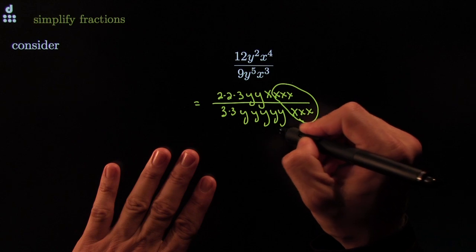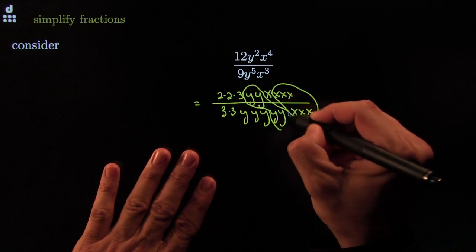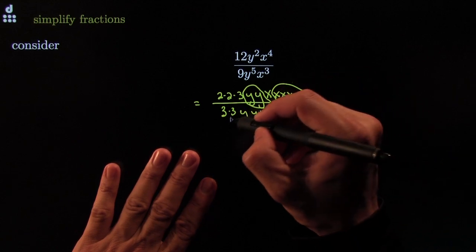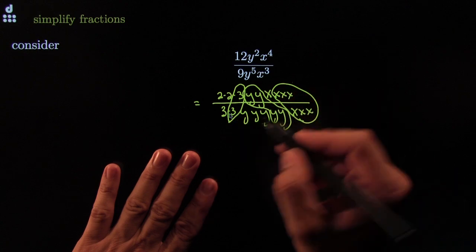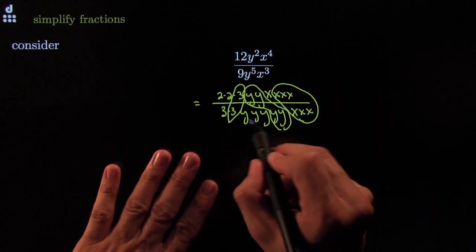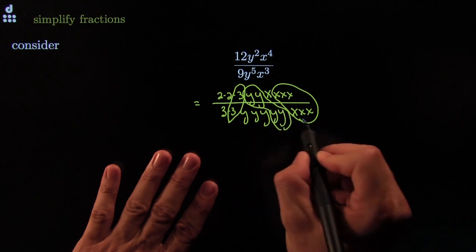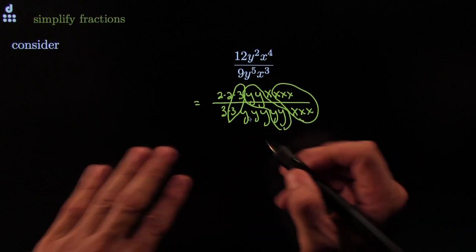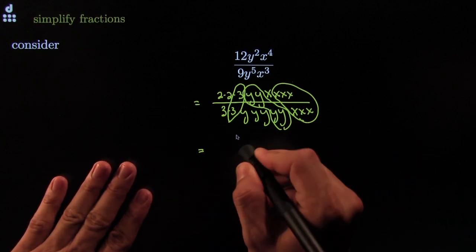What else is common? I can see 2 of the y's are common. What else is common? I can see a 3 is common. Let me see what else is common. There are 2's, and I have no more free 2's. There are x's, there's no more free x's. That's about it. And so I rewrite it like this.